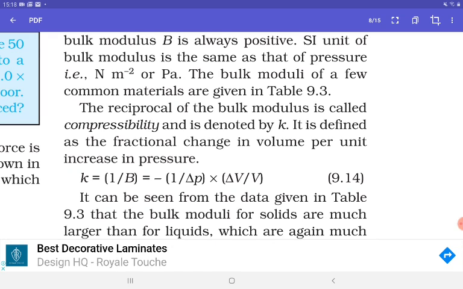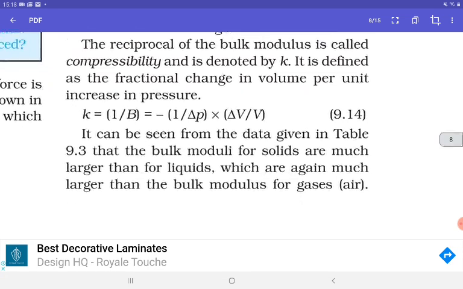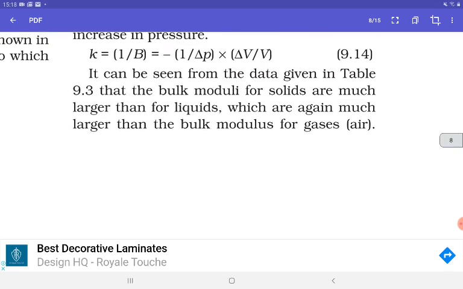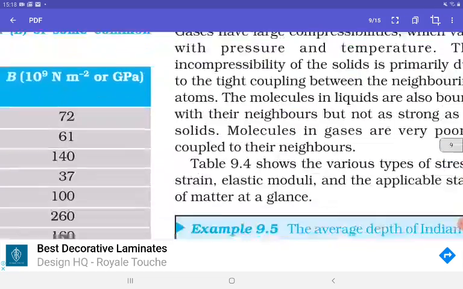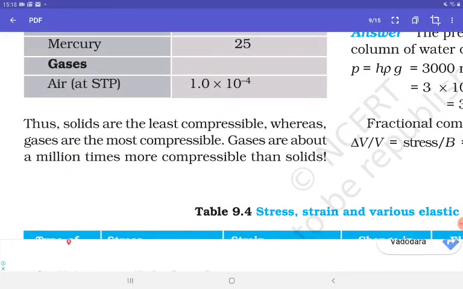The reciprocal of the bulk modulus is called the compressibility and is denoted by K. It is defined as the fractional change in volume per unit increase in pressure. That is, K is equal to 1 upon B is equal to minus 1 upon delta P into delta V upon V. It can be seen from the data given in table 9.3 that the bulk moduli for solids are much larger than for liquids, which are again much larger than bulk modulus of gases. Thus, solids are the least compressible, whereas gases are the most compressible.